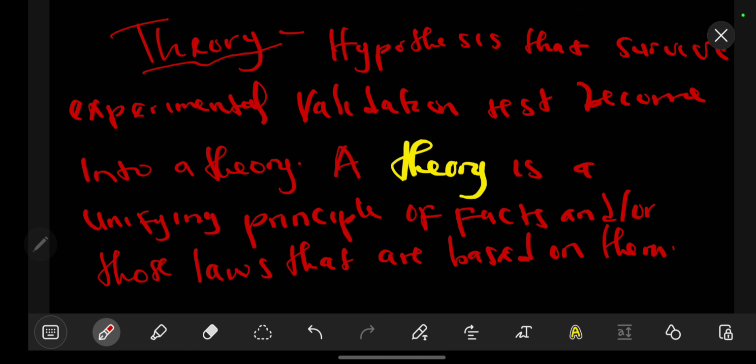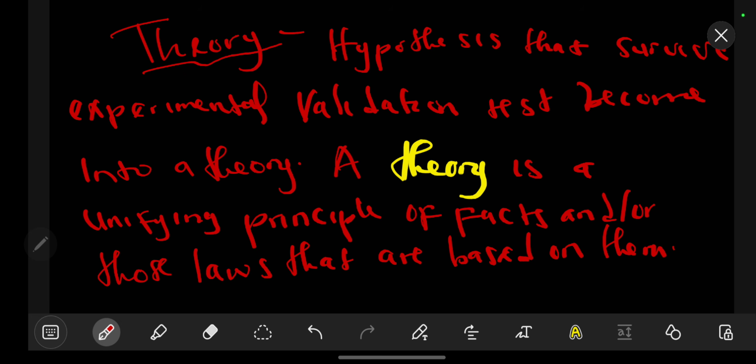So that is our definition. We are saying that a theory is a unifying principle of facts. Meaning to say, those are the truths that you have found and or those laws. So a law, which could be your force is equal to ma, those laws that survive many experimental validations become a theory. So that is simply what the theory is. It's a unifying principle of facts and or those laws that are based on them.